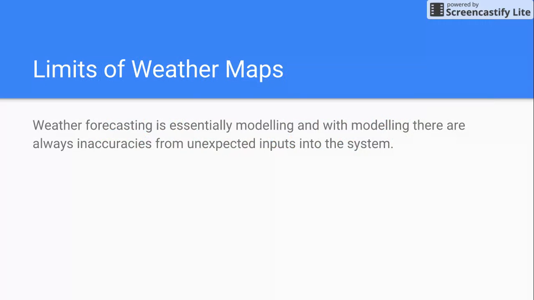So what are the limits of weather maps? Weather forecasting is essentially modeling, and with any modeling, there's always inaccuracies that you can expect because there's a lot of unexpected inputs into the system. So if anything were to shift directions, you might see an unexpected input into the system, but modeling is essentially that. It always has some limitations and always has some inaccuracies that you can expect.